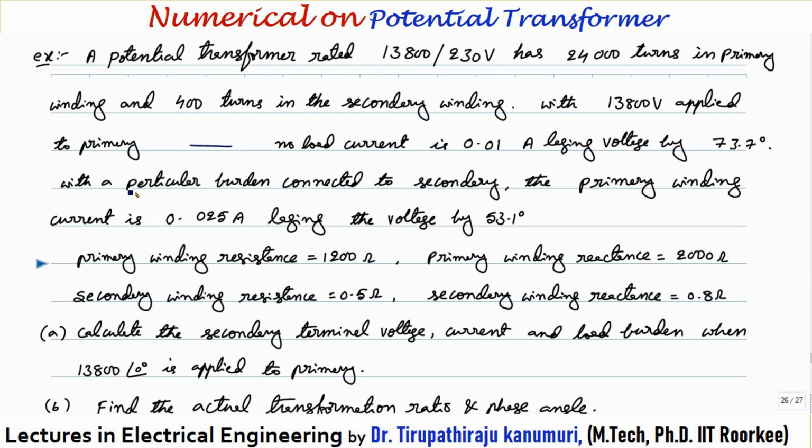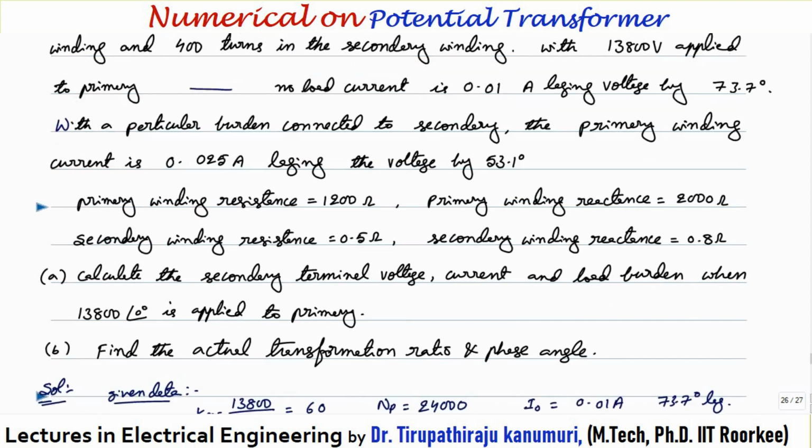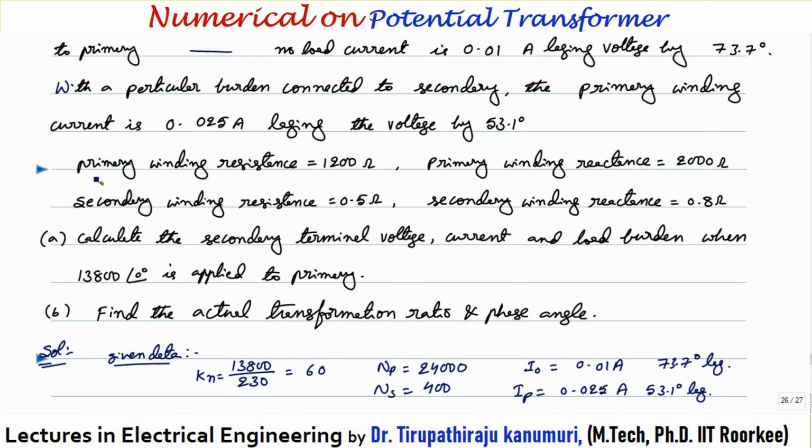With a particular burden connected to the secondary winding, that means when it is loaded, the primary current will be equal to 0.025 amperes and it is lagging the voltage by an angle of 53.1 degrees. Also mentioned there are the primary winding resistance, primary winding reactance, secondary winding resistance and secondary winding reactance.